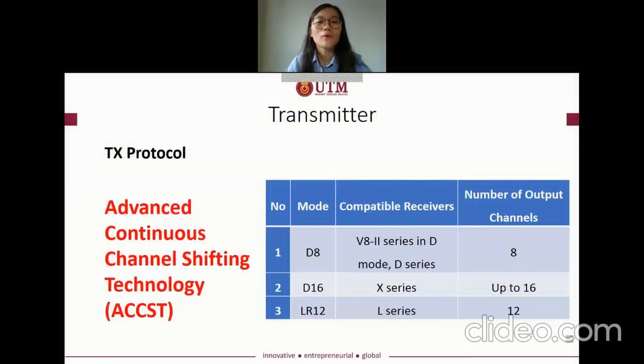For the TX protocol, the system used in FrSky is advanced continuous channel shifting technology. Besides, this system allows the frequency to be shifted hundreds of times per second. As a result, signal conflicts and interruptions are not involved in this system. Generally, the transmitter is compatible with FrSky VX2 series, D series, X series, and L series receivers. Table shows the 3 RF modes of the transmitter. In this case, the RF mode is set as D8 because the receiver used is in the VX2 series.